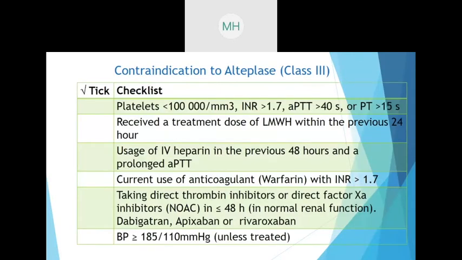This is from the lab parameters: low platelet, prolonged coagulation profile, those who are on low molecular weight heparin within 24 hours, usage of IV heparin in the past 48 hours, and prolonged APTT. On warfarin with INR above 1.7, and patients who are on NOAC of less than 48 hours.